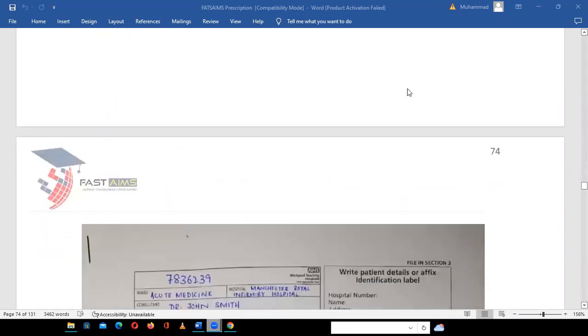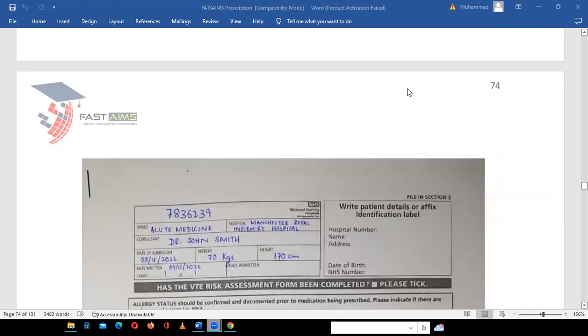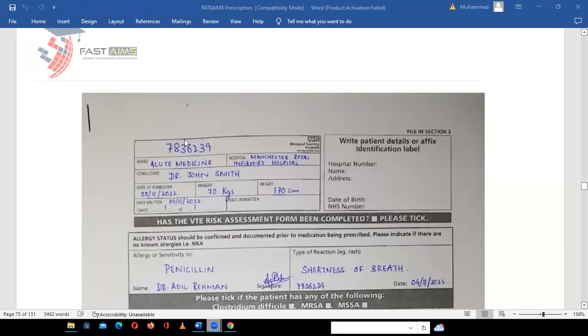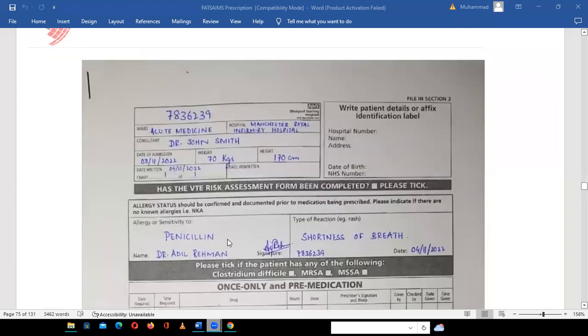So moving forward, we have to prescribe clarithromycin, IV and oral. So the same details: your GMC number, hospital number, ward, consultant, date of admission, weight, height, and also the date when you are writing this prescription. Also mention allergies. The patient is allergic to penicillin and he gets shortness of breath after taking penicillin. So I've written it in the allergy section. Always paste the patient details sticker over here. And after mentioning the allergy, write your name, your signature, GMC number, and the type of reaction, what happens after taking this medication, and then the date when you are noting down those allergies.